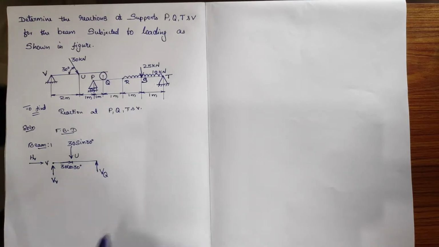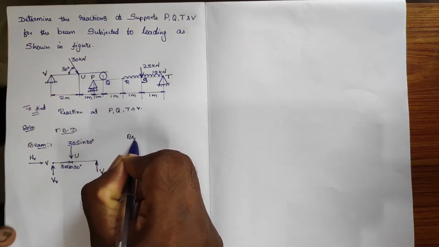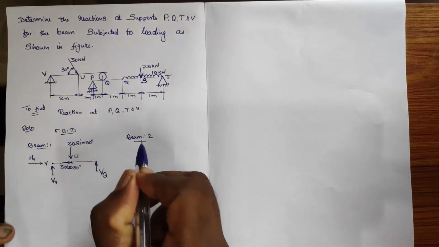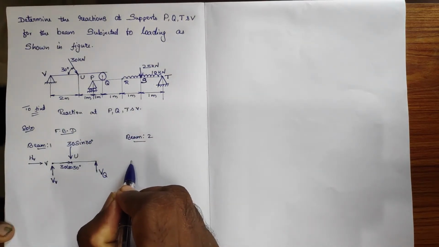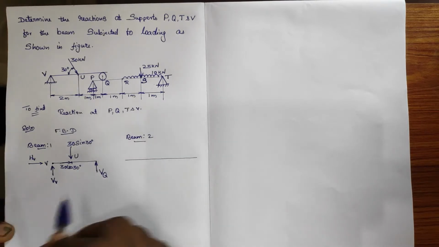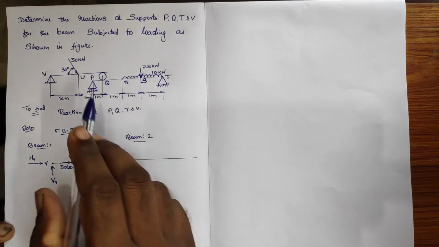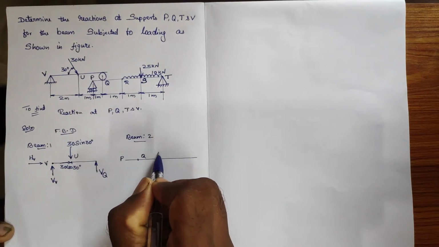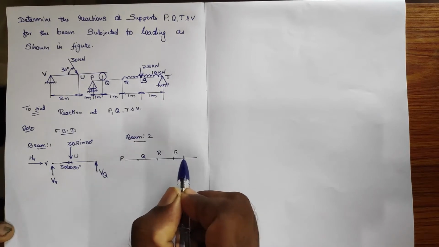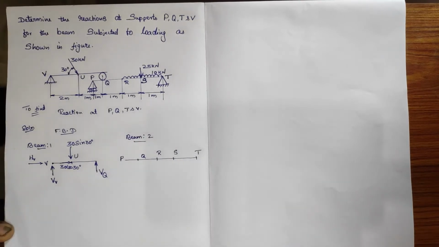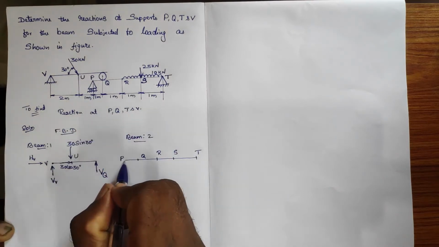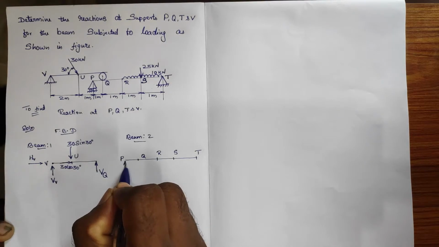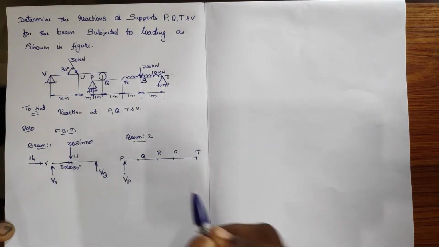What about the second beam? Beam 2. For that I am just going to draw the line. This end is P, and then we have the Q end, then the R end, and T. This is how it is. At the P end we have the roller support, so it allows horizontal motion. Only the vertical will have a reaction, so vertical at P.